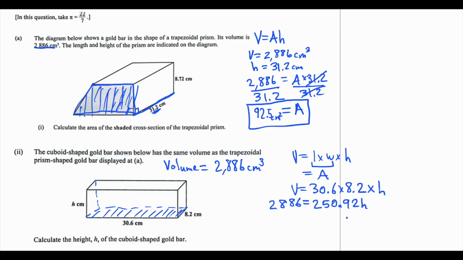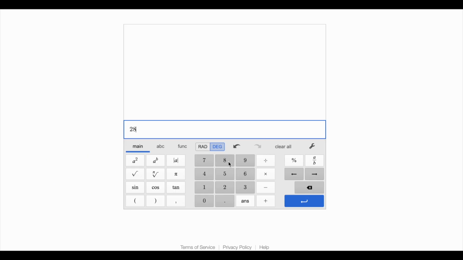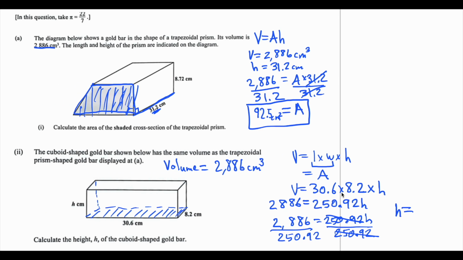Now if I want to get H by itself, I just have to divide both sides by 250.92. So that's gone, and that would give me the value of H. H is therefore equal to 2,886 divided by 250.92. That's going to give me 11.50, which is basically 11.5. So 11.5 centimeters. That's the height.